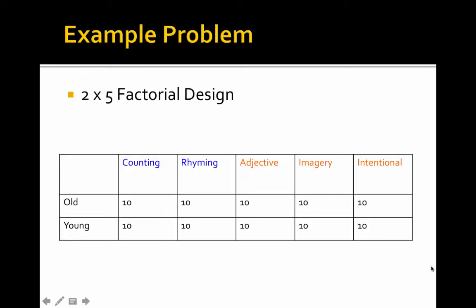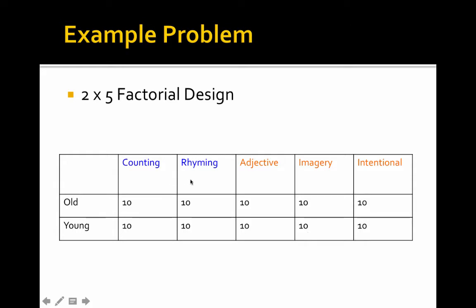We have young people and old people here, and then we have what we call the condition, which is reflective of the way they process information. So counting or rhyming is really high level, but looking at things like imagery and adjectives, this is kind of deeper level processing. For each of these categories, each of these boxes, we're going to have 10 people input their data. So we'll have an old person do counting, an older person do rhyming, a young person do adjectives, a young person do imagery, and so on.